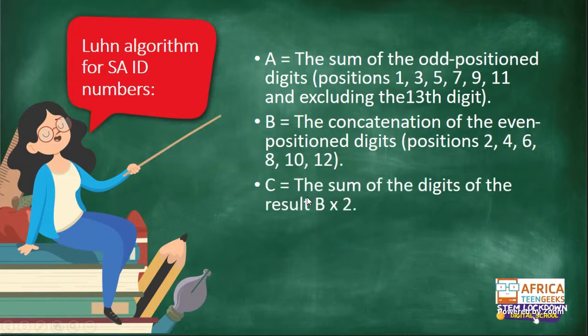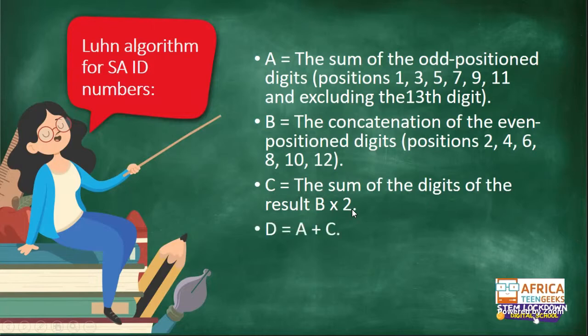Then C is now take that concatenated B and multiply it by 2. Okay, and then after that, take every single digit in this multiplication answer and sum them. Okay, so that's the next thing. So that's a big difference between the odd and the even ones. What is it? The even ones, they were joined first, then multiplied, and only then did I get the sum of every single one of those numbers.